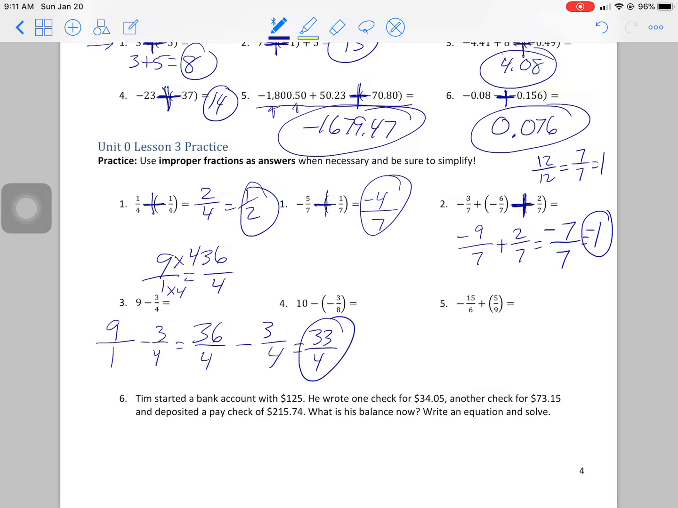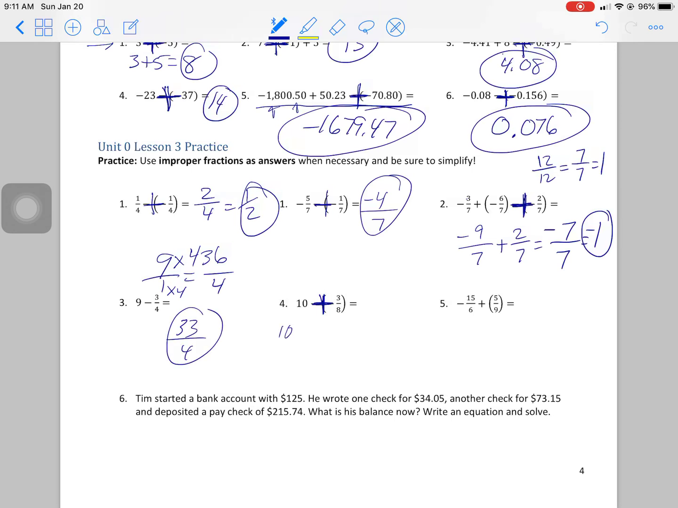All right? Let's try that again. So a double negative is a positive. Let me get this other thing out of the way here. This was 33 over 4. All right, so this is a positive, but that 10 needs to be turned into something with an 8 on the bottom. So 1 times 8 is 8. 8 times 8 is 80. It's kind of weird. Hang in there.